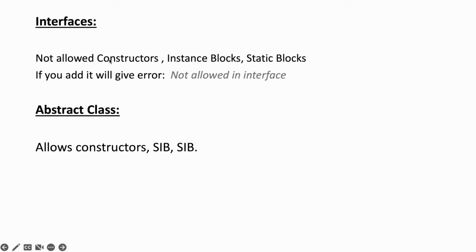Interfaces will not allow constructors, instance initializer blocks and static blocks. If you add instance initializer blocks, static initializer blocks and constructors inside the interfaces, it will give error saying that not allowed in interfaces. Abstract class allows constructors, static initializer blocks and instance initializer blocks. There is no restriction for abstract classes.